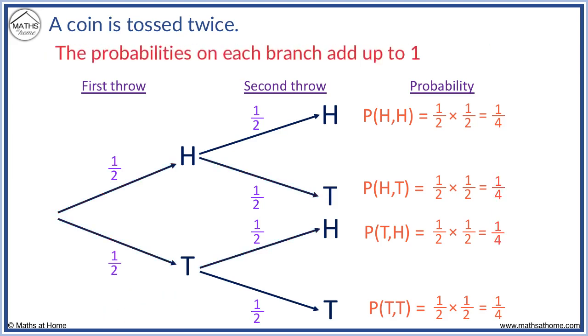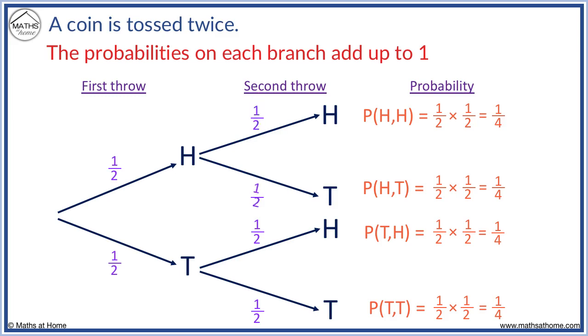We can see that the probabilities on each pair of branches of a probability tree add up to 1 whole. So 1/2 plus 1/2 equals 1 whole. On this pair of branches, 1/2 plus 1/2 equals 1 whole. And here, 1/2 plus 1/2 equals 1 whole.